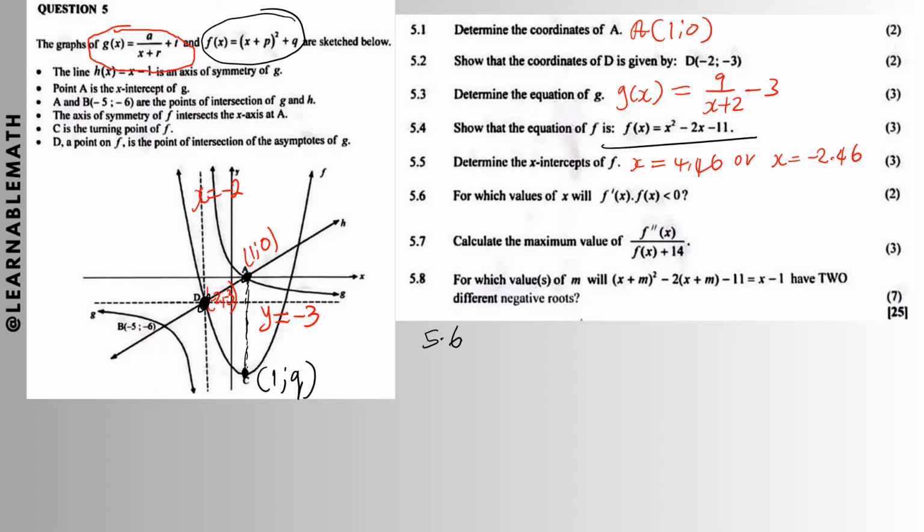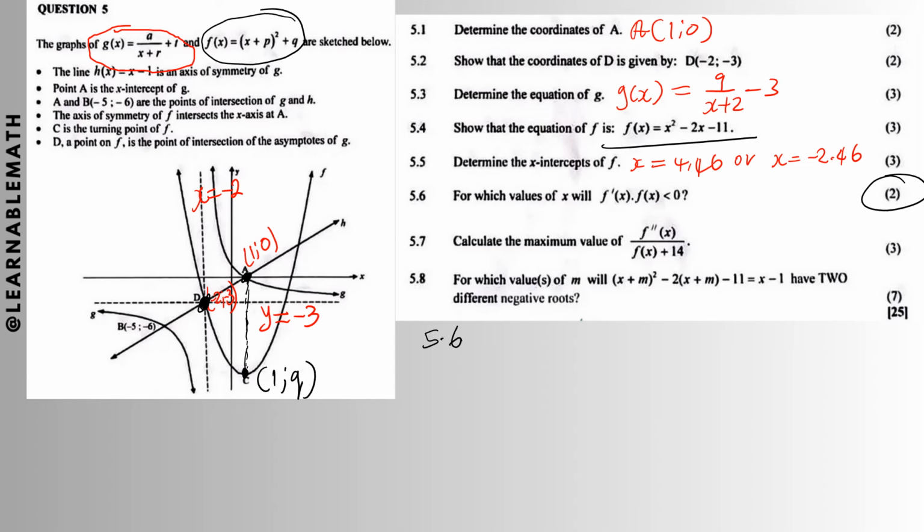So 5.6, it says, for which values of x will f prime of x times f of x be less than 0, right? So with this question, it's just for 2 marks, guys, and you'll find people going and differentiating and substituting to solve it algebraically. You don't have to do that because it's just for 2 marks. You just need to observe, right?